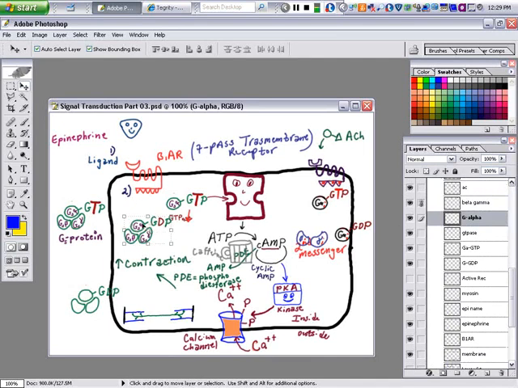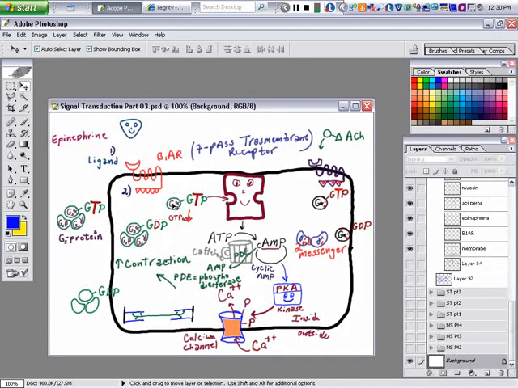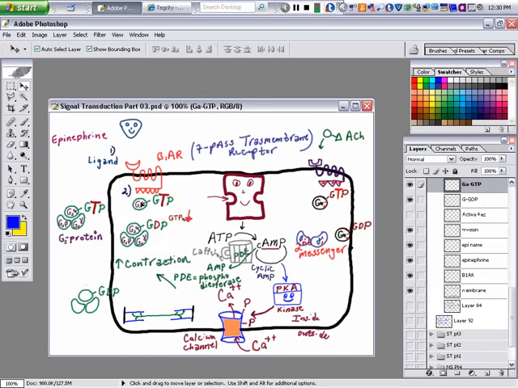Then the trimeric G protein is going to come to the activated receptor. Then GDP is going to exchange for GTP. The GTP is going to go and activate adenylyl cyclase, also called adenylate cyclase. The adenylyl cyclase is going to convert ATP into cyclic AMP. Cyclic AMP is then going to activate protein kinase A. Protein kinase A is going to phosphorylate calcium channels, open them up, and this is going to flood the cardiocytes, or the heart cells, with calcium, and that's going to lead to contraction.